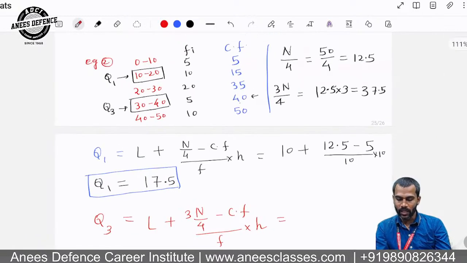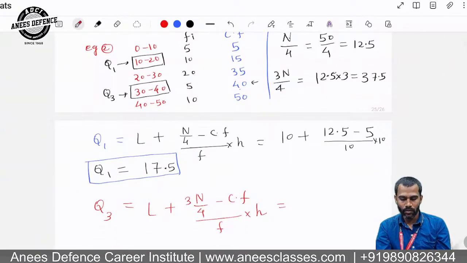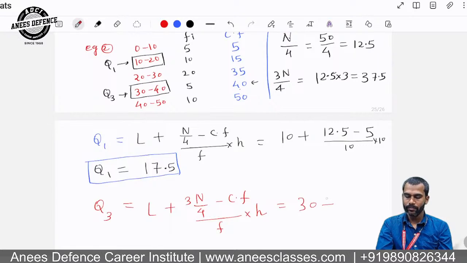So for Q3, which class do we have to take? The third class or the fourth class? Fourth class. For that, L is 30. 30 plus 37.5 (that is, 3N/4 = 37.5) minus the cumulative frequency of the class preceding the Q3 class, that is 35.